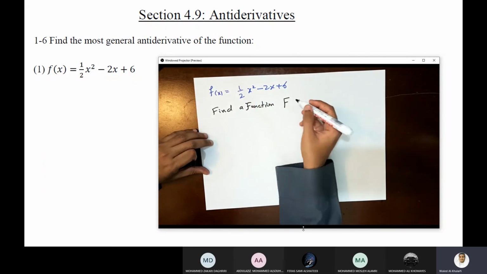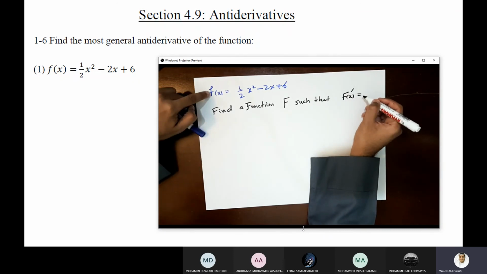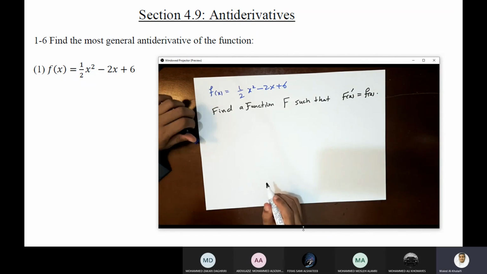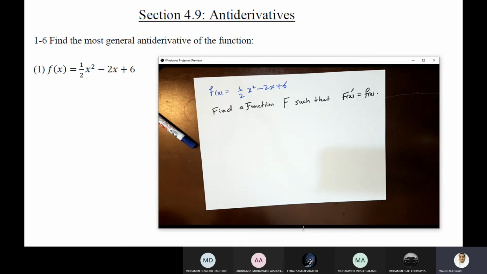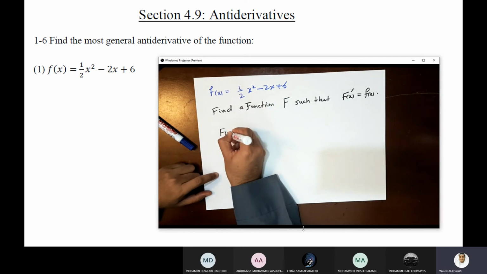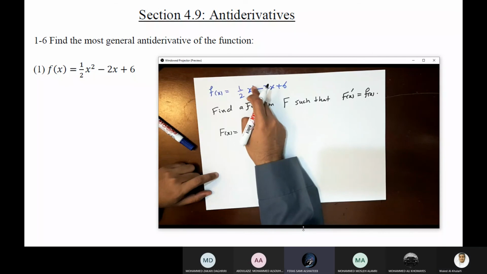Find a function, let's say capital F or whatever you want, such that capital F of X, when you differentiate, will give you this f of X. Okay. So this is the meaning of antiderivative, the reverse of the derivative, the process before the derivative. Okay. How to do that? For this function f, you remember there is a way you learned. When you have X to the power of a number, and this number is not -1, what is the rule you learned to do? Add 1 to the power and divide by the new power.